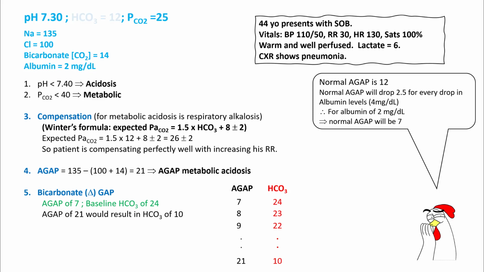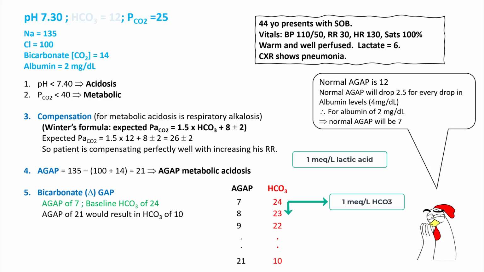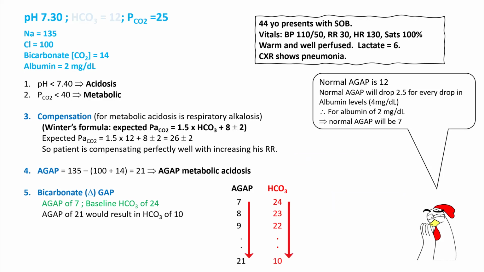Now again, look at your albumin, because this patient's normal anion gap is not 12, because when you correct for albumin, his anion gap is 7 at baseline. So this patient has a normal anion gap of 7 and his baseline bicarb should be 24. As we discussed before, there is a 1-to-1 relationship between anion gap and bicarb. If you add 1 lactic acid or any other negative ion to this mix, your anion gap will increase by 1 and you will lose 1 bicarb to maintain the electroneutrality of the solution. If your anion gap increased from 7 to 21, you should have a bicarb drop from 24 to 10.